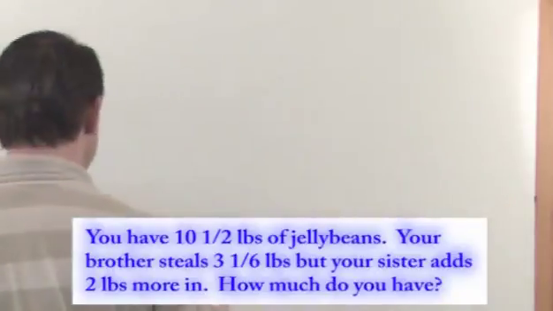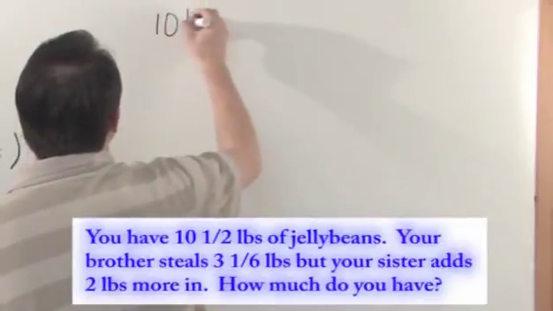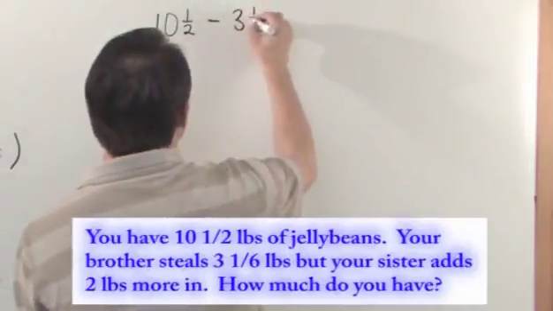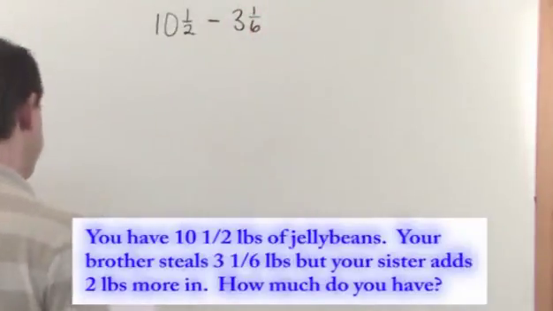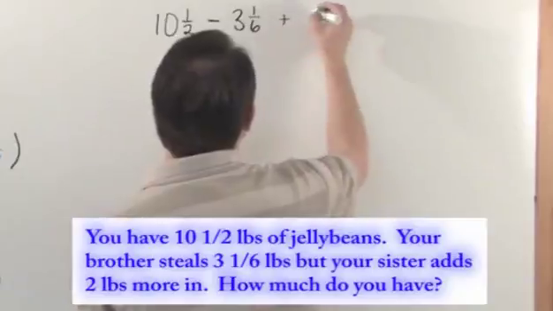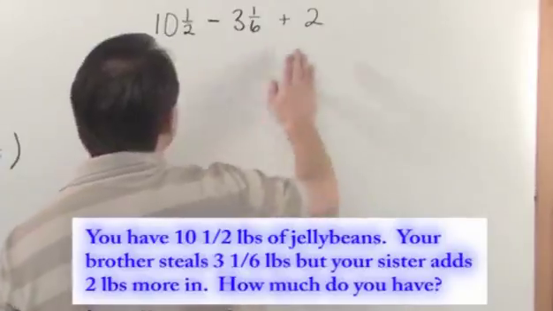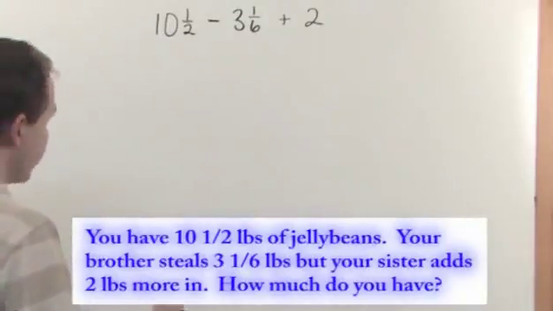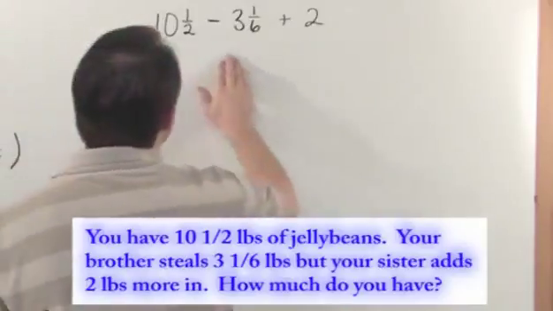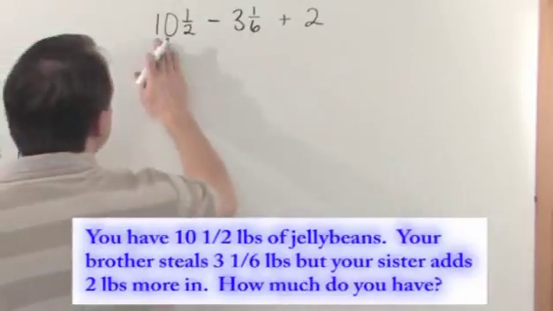So I think from talking about it, you can understand that you're going to be doing some adding and you're going to be doing some subtracting. You start with 10 1/2 pounds of jelly beans, and your brother steals 3 1/6, which means it's subtracted out. You subtract that out, and your sister adds 2 more pounds back in. So all you need to do is subtract this amount and add the 2 back in, and then you will have the answer. You'll know how much you have, how many jelly beans you have. So just like before, you can deal with your whole numbers first, okay? And then you can deal with your fractions, okay? So what is 10 minus 3?